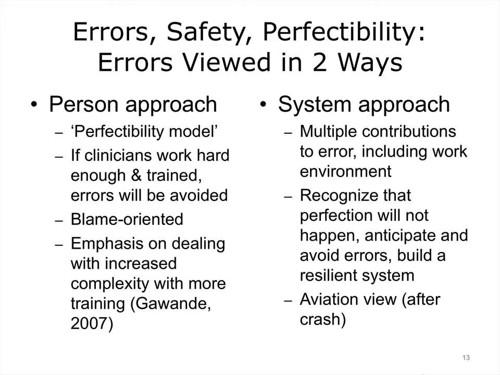The system approach, on the other hand, examines multiple contributions to error, not just from individuals, but the entire work environment. It recognizes that perfection will not happen, but tries to anticipate and avoid errors, and build a resilient system which can detect and recover from potential errors rapidly. This view has been prevalent in aviation ever since the 1930s, when a new plane with 4 engines and a highly experienced pilot crashed. Recognizing that no one had more experience than that pilot, analysts focused on the system changes which led to the accident.